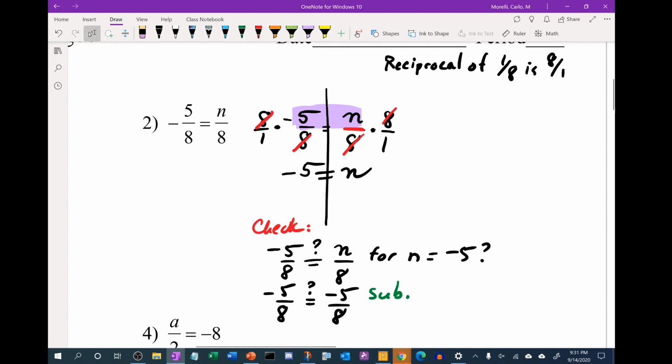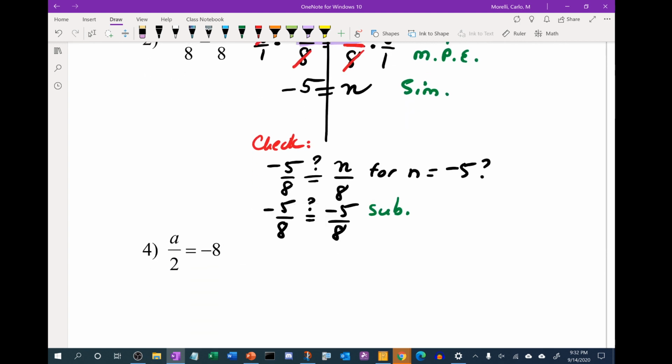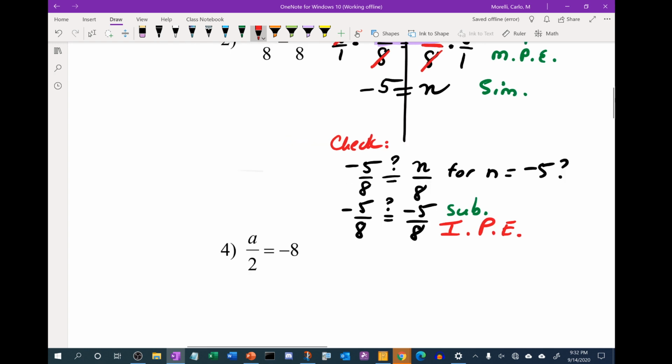I realize I forgot to justify up here. The justifications here would be the definition of the reciprocal and also the multiplication property of equality. And then this is simplification. Okay, so we have negative 5 over 8 equals negative 5 over 8. How do I know that this is valid? The identity property of equality. Okay? Good job. Moving on.